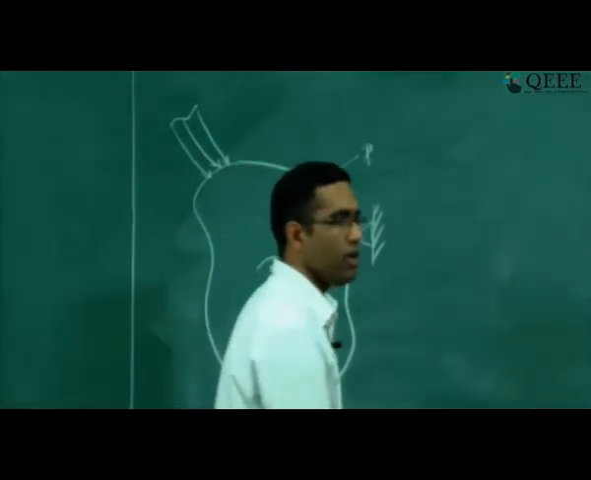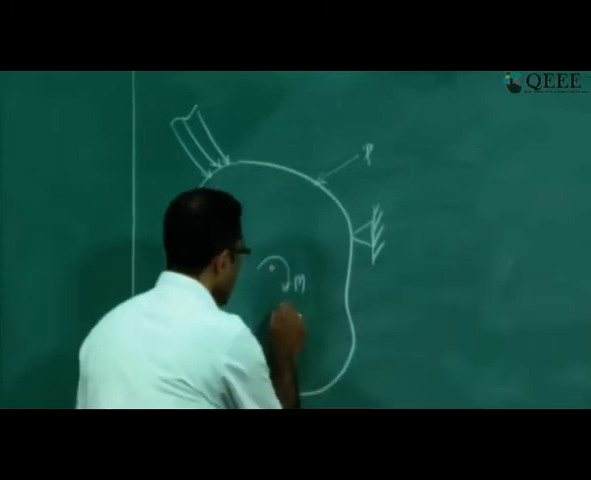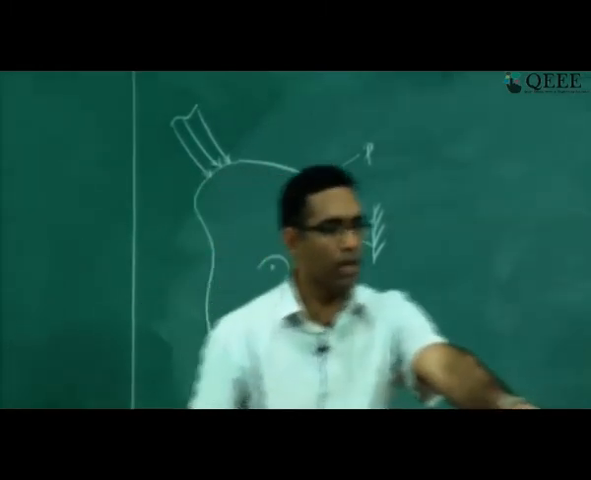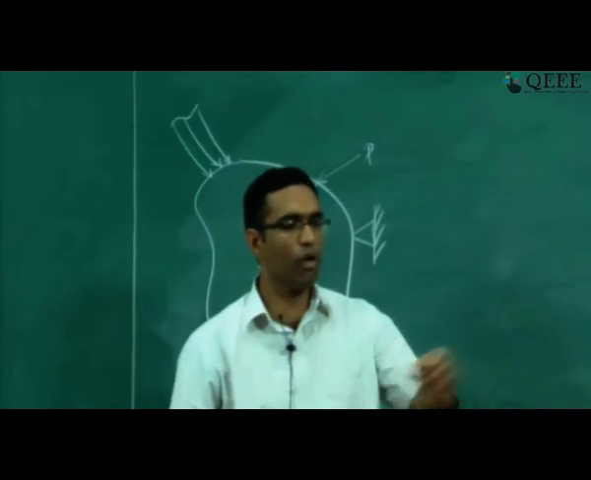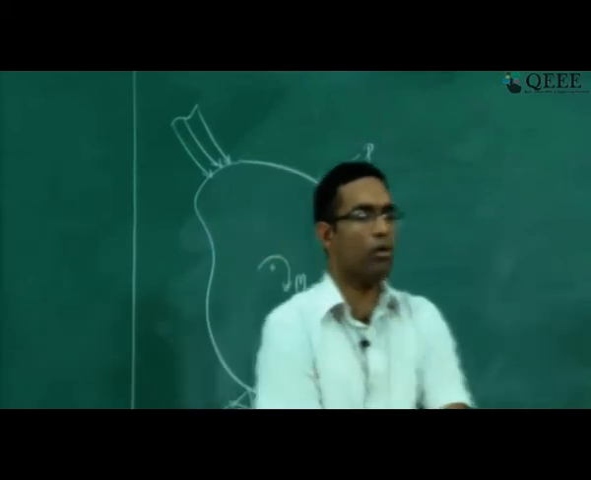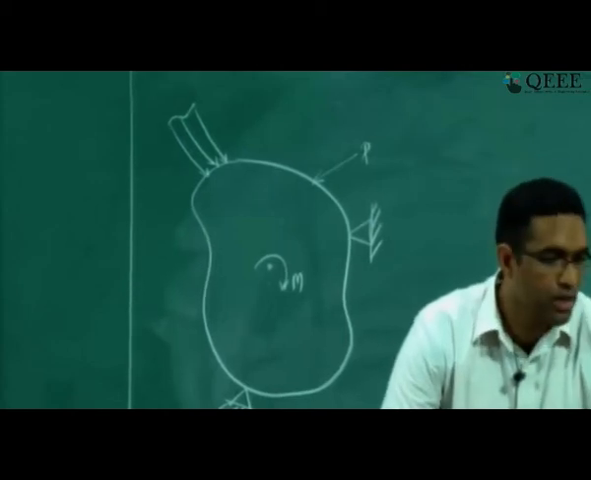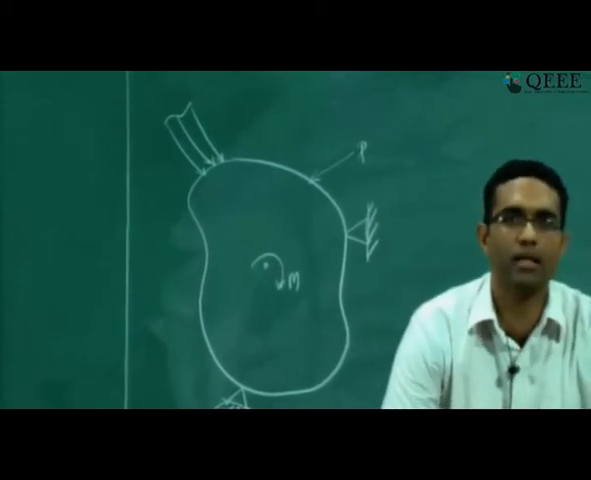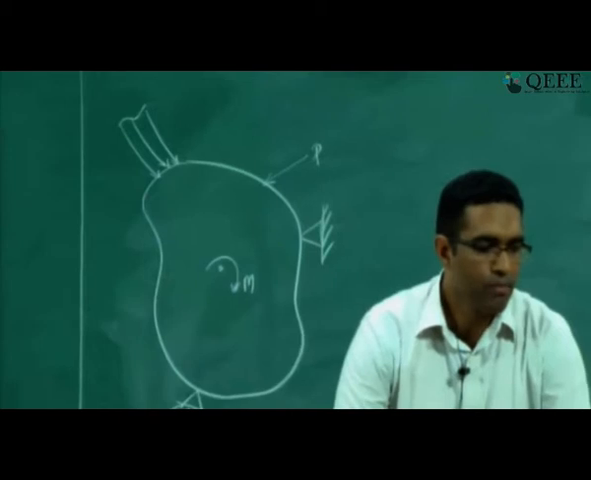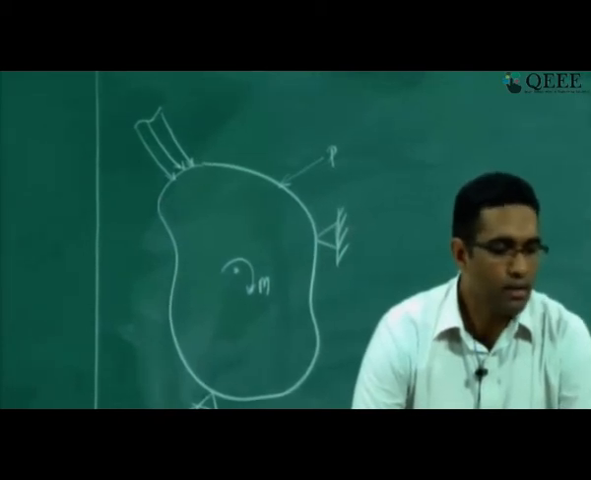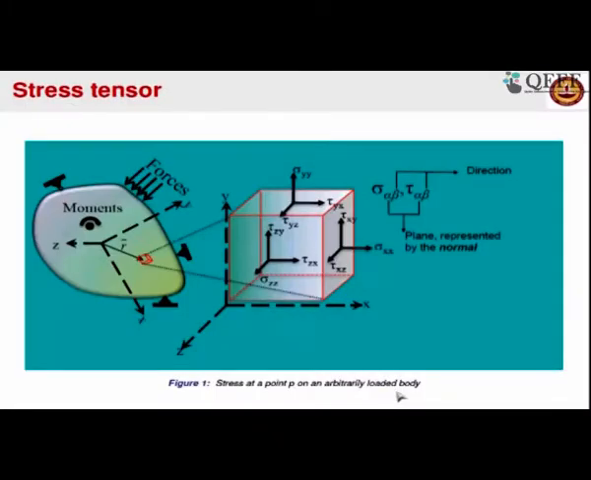In general, if you take any infinitesimal volume element, like what you can see on the slide right here, that particular volume element is given a position coordinate r with respect to the coordinate system that I have marked there, x, y, z. You can see that this infinitesimal volume element has different stresses acting on it.